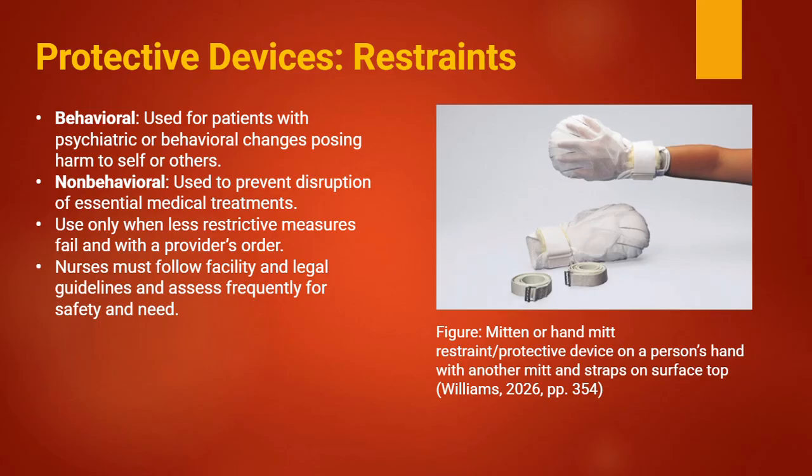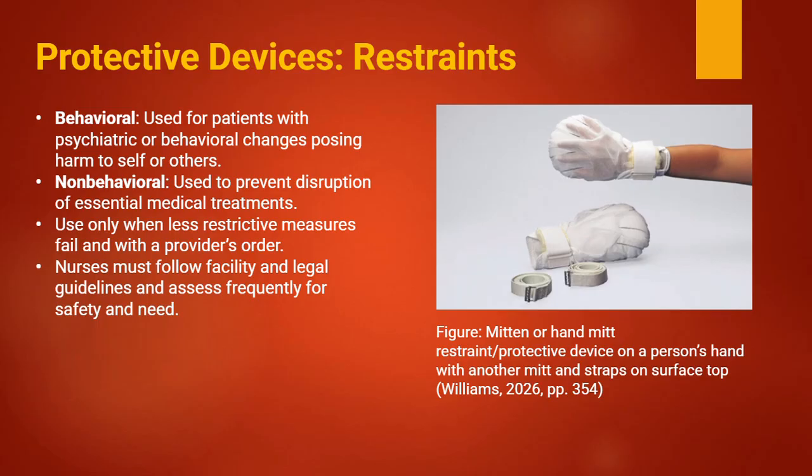Once a restraint is applied, it becomes the nurse's ongoing responsibility to monitor and reassess the patient at frequent intervals. The frequency depends on the patient's condition and the setting. Behavioral health patients often require checks every 15 minutes, while non-behavioral restraints are checked at least hourly. Nurses should ensure circulation, skin integrity, hydration, elimination, and comfort are maintained.